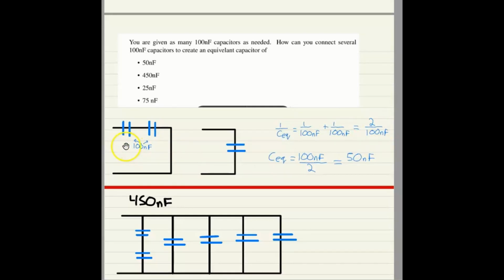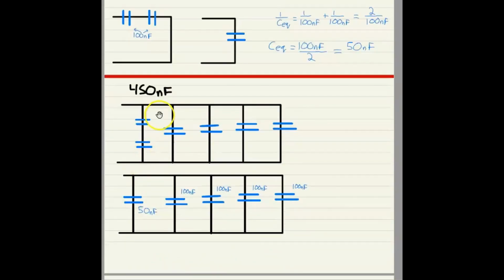If I have 2 100 nanofarad capacitors in series, the equivalent capacitance is 50 nanofarads. 1 over CEQ equals 1 over 100 nanofarads plus 1 over 100 nanofarads. That's 2 over 100. You invert it, CEQ equals 50 nanofarads. Now, if I want to get a 450 nanofarad capacitor, I would want 4 100 nanofarad capacitors in parallel with a 50 nanofarad capacitor. So this is a 50 nanofarad capacitor, and all of these are 100 nanofarad capacitors. And when they're in parallel, you just add them up. So this plus this plus this plus this plus this is 450 nanofarads, and that's how you do it.